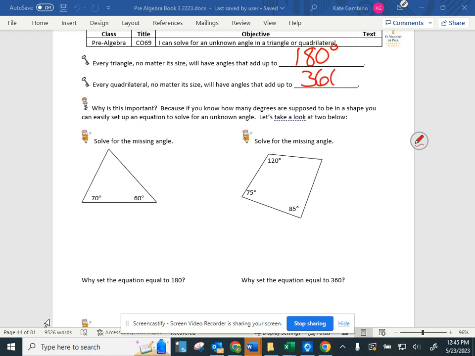360 degrees. We can see this because any quadrilateral you have, if you cut it in half, you get what? 2 triangles. Each triangle is 180 degrees. 180 plus 180 is 360. So no matter what quadrilateral you have, you could draw that line to make 2 triangles out of it. So we know it has to be 360 degrees.